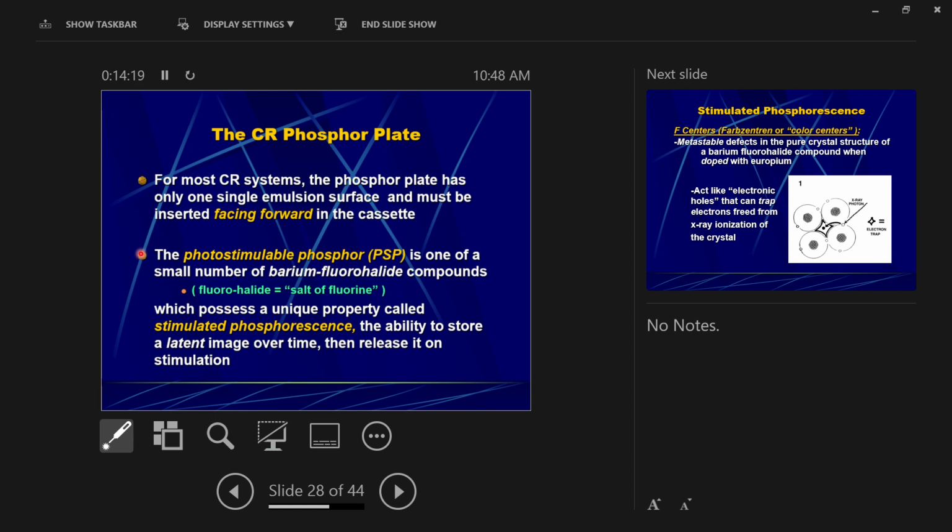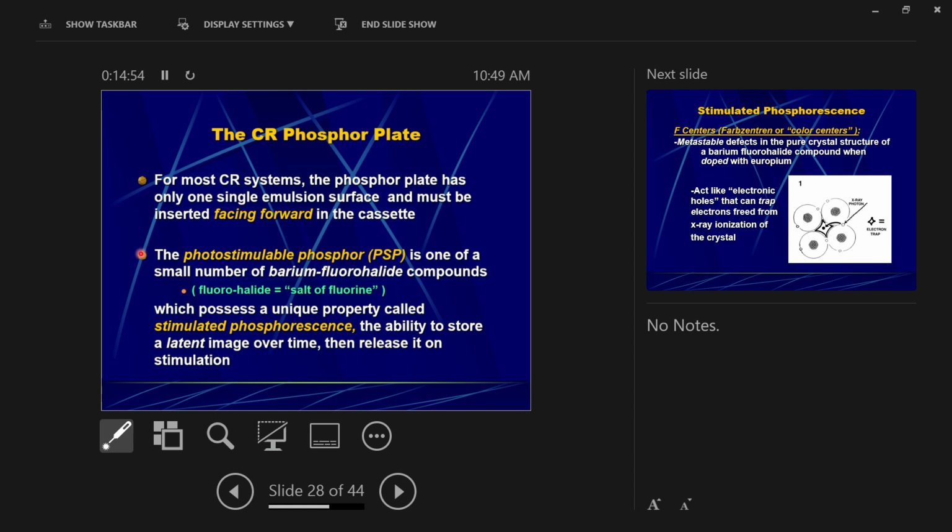Essentially salt and fluoride with barium. Anyways, it's a material, barium fluorohalide, which has a property that's called stimulated phosphorescence. Phosphorescence is when a material emits electromagnetic waves, light, when exposed to another type of light, like X-rays.